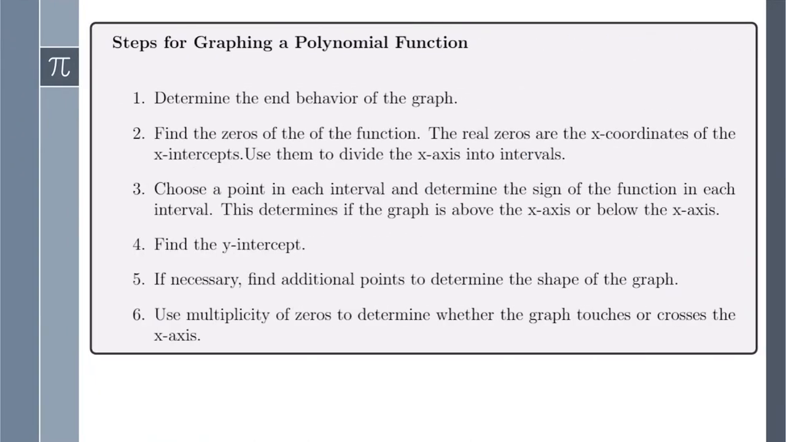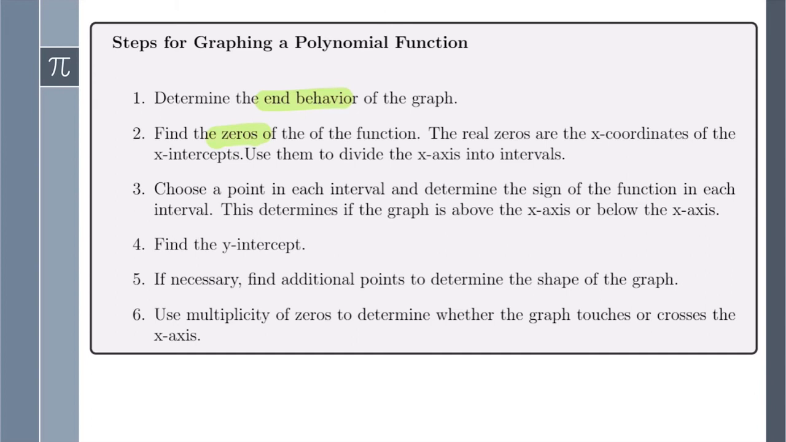So next example, we are going to look at how to graph a polynomial function. In order to graph a polynomial function, we need to find some of these things, okay? First, we need to figure out the end behavior. We'll use that chart, okay? And second, we are going to find the zeros. So zeros are the x-intercepts. They are the x coordinate of the x-intercept.